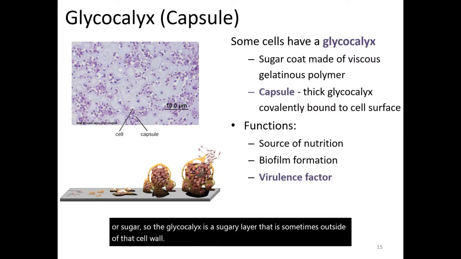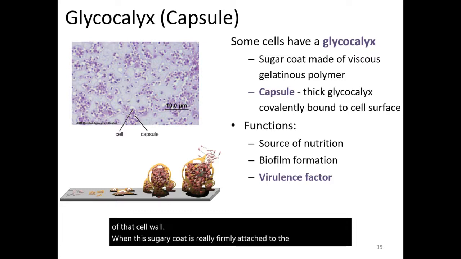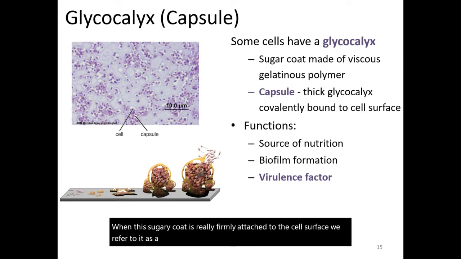Now, when this sugary coat is really firmly attached to the cell surface, we refer to it as a capsule, okay? So in this class, that's all we're going to talk about in terms of glycocalyx is when it's firmly attached. So you're normally just going to hear me refer to this structure as the capsule. Okay, but please know it is a sugary coat. So glycocalyx and capsule in this case can be used interchangeably. Remembering that it's a sugary layer is important, okay?